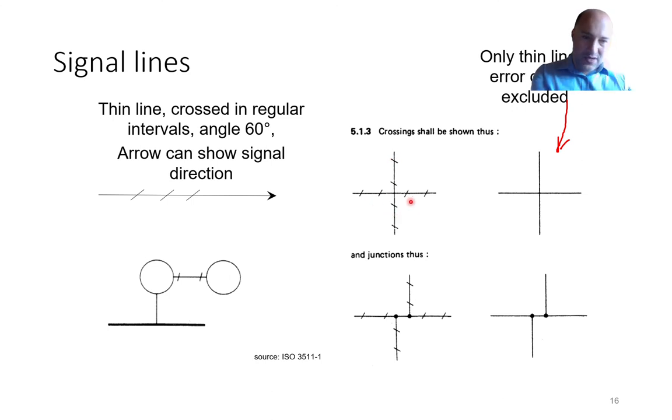So this is a signal like this. We see that there is no crossing in there. So this signal is going in this way, this signal is going that way. If there is a junction, then we use typical circles like this. You can use also just a thin line if an error can be excluded. So if, for example, you can't make a mistake between the material flow and the signal flow. So it's also possible.